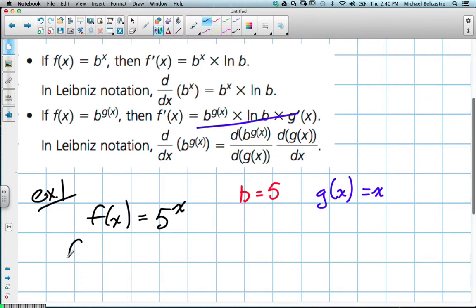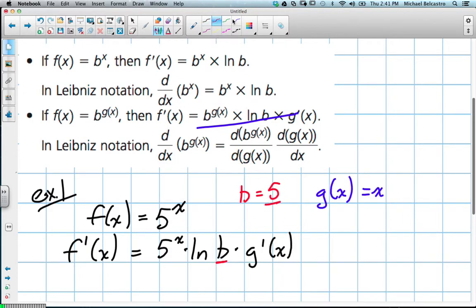According to what we've written out, when we go to find the derivative of this function, we keep our original, which is 5 to the power of x. We multiply it by ln of the base, so I'm going to put the b in, and then multiply that by g prime of x. Okay, so let's put these values in. Our b is 5, so we'll replace that with 5. And our g prime of x in this case is 1.